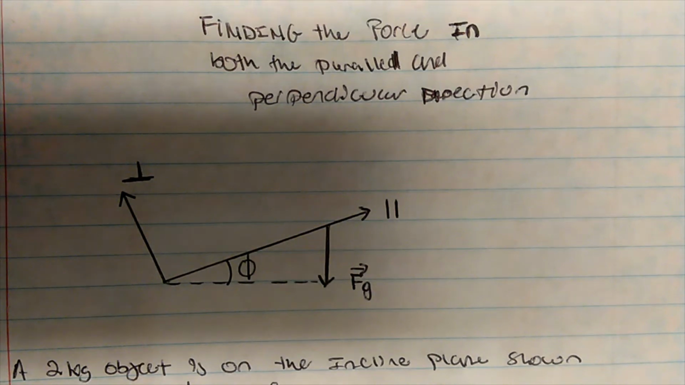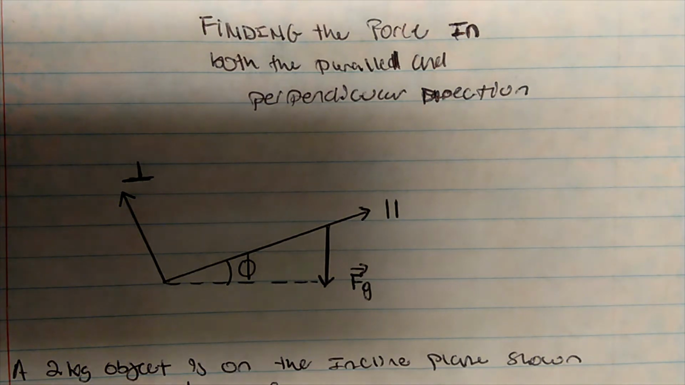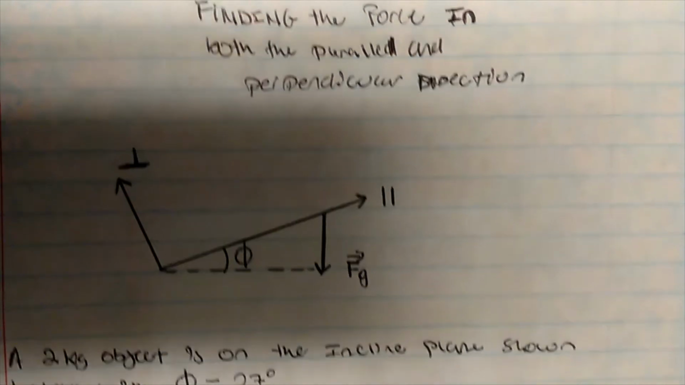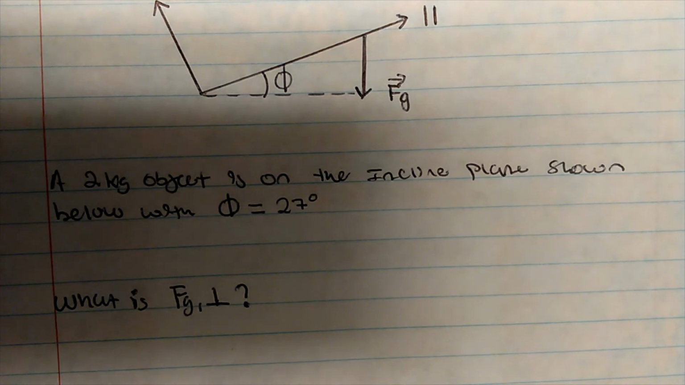I want to talk about finding the force in the parallel and perpendicular direction, okay? Now I'm given a vector here on an inclined plane. In this case, I use a gravitational vector, so I did a little bit more calculation, but I could have used a vector A with some sort of magnitude in newtons. But I gave you a gravitational vector, and we're asked, what is the force in the perpendicular direction and what's the force in the parallel direction?